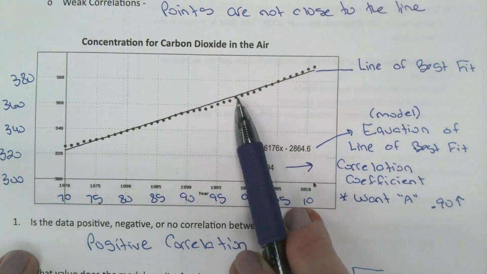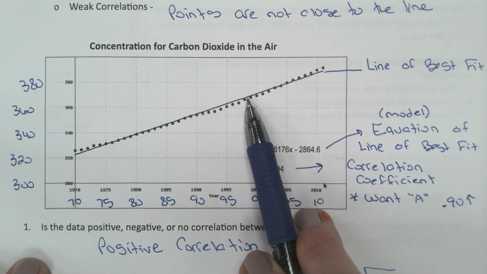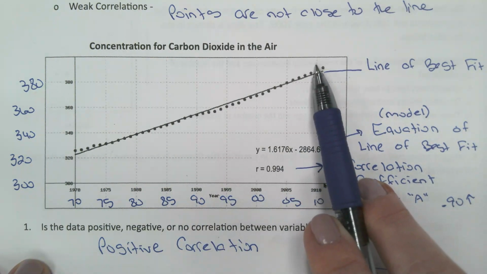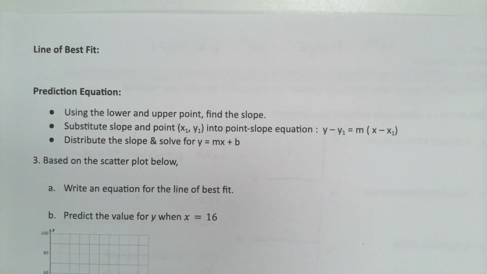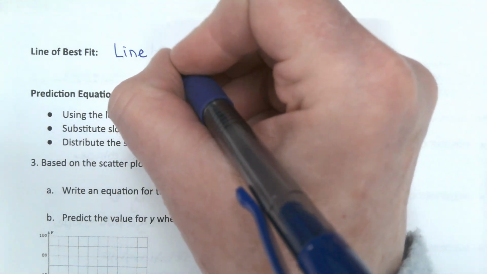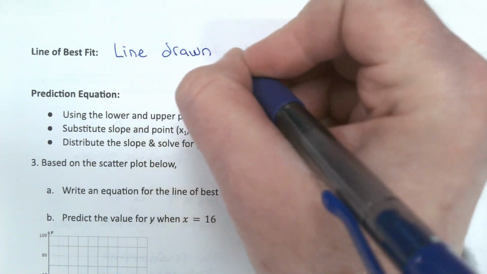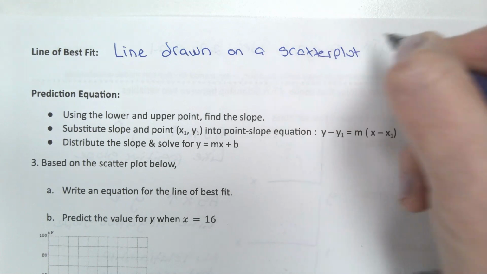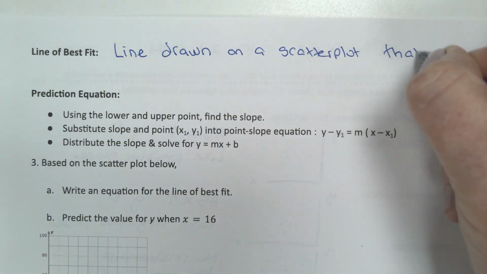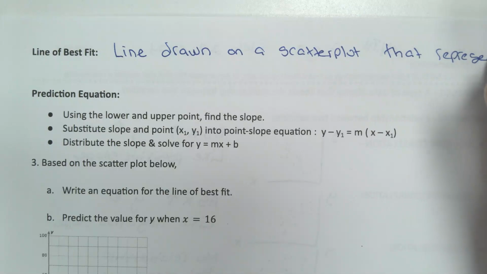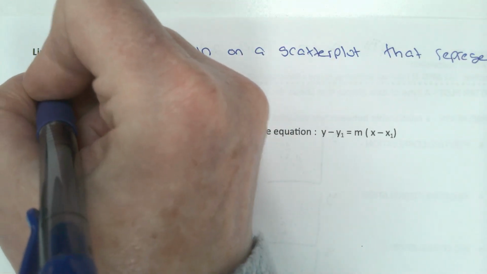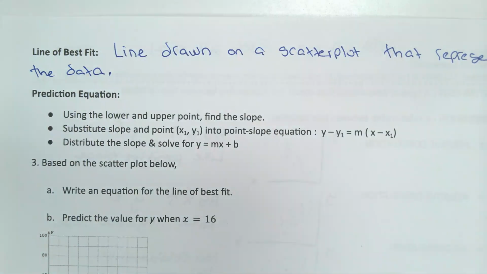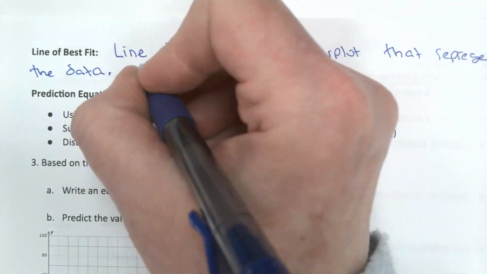All right, so on the next slide, I'm about ready to define the line of best fit. So just to know that this is the line that we're talking about. Line of best fit is a line drawn on a scatter plot that represents the data. It should be in the middle of most points.